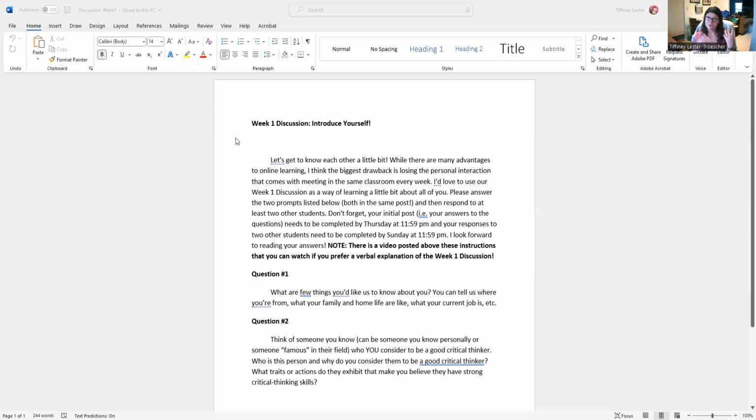So this is going to require you to think about, what are good critical thinking skills? What do I think of? What do I consider to be good critical thinking skills? And then who do I know or who do I know of who exhibits those traits, right? So that's what question two is all about. It's choosing someone you know or know of who exhibits good critical thinking skills in your opinion and why, right? So again, answer both questions in the same response, okay?